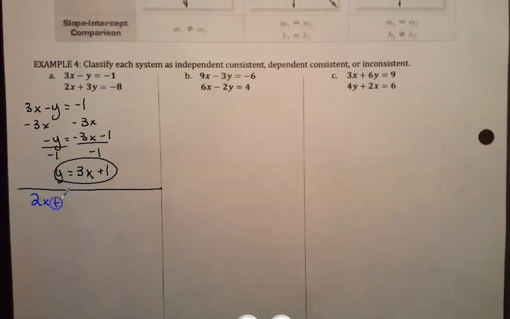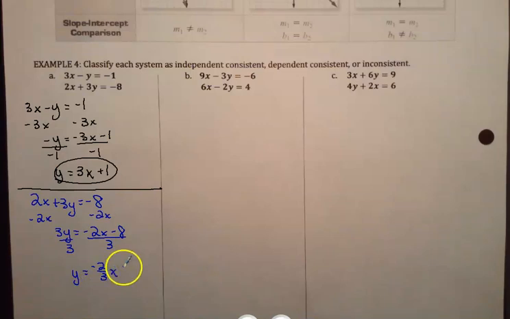2x plus 3y equals negative 8. So we need to get it in slope-intercept. We're going to subtract 2x. So we'd have 3y equals negative 2x minus 8. Divide by 3. So we would have y equals negative 2/3 x minus 8/3. It's kind of an ugly one.